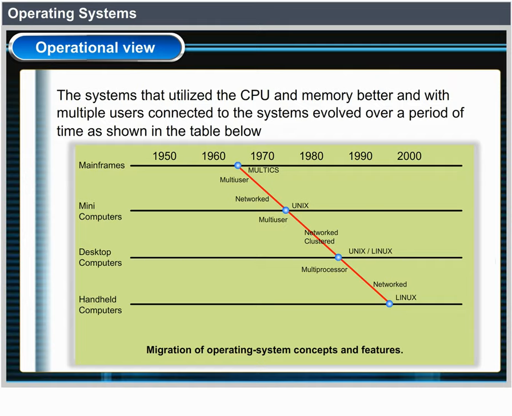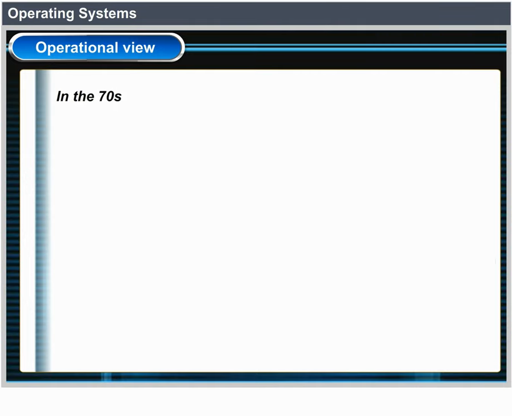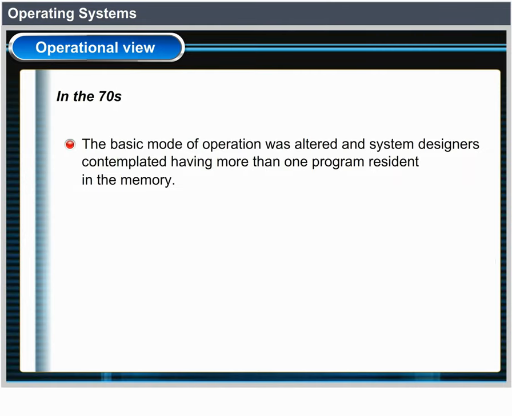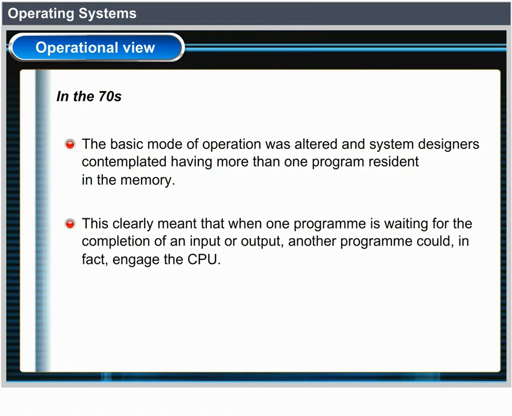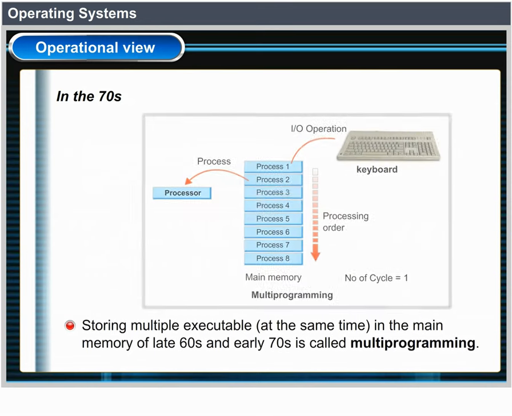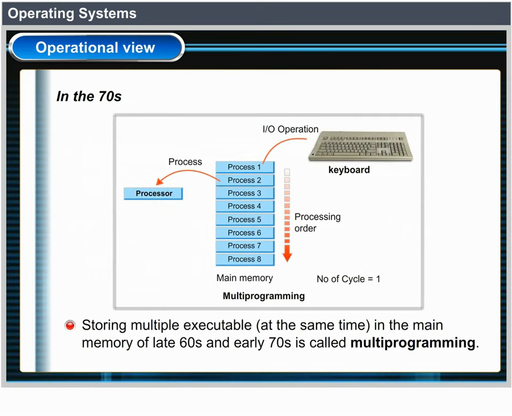In the decade of the 70s, the basic mode of operation was altered and system designers contemplated having more than one program resident in the memory. This clearly meant that when one program is awaiting completion of an input or output, another program could, in fact, engage the CPU. In the late 60s and early 70s, storing multiple executables at the same time in the main memory was called multiprogramming.